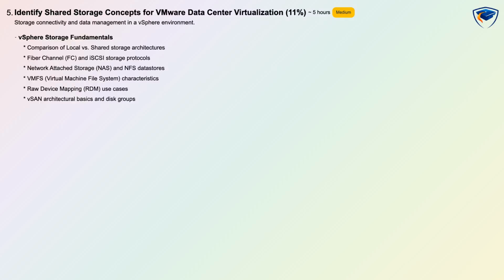The third domain, Identify vSphere Components and Features, covers the core capabilities of vCloud and vCenter Server for managing virtual workloads. You'll learn about the vCloud hypervisor architecture and management, vCenter Server architecture and database requirements, and the vSphere client and vSphere web client comparison.